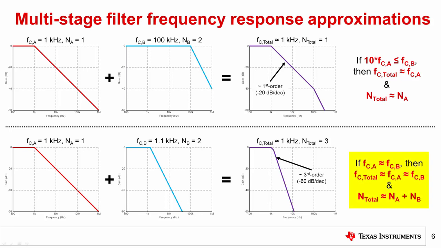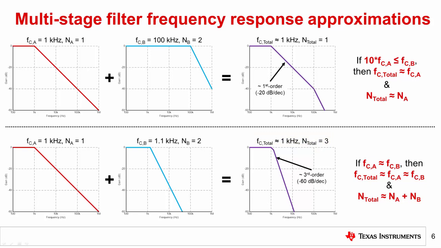Instead, you must add the frequency responses of all filters and use the resulting combined plot to apply to your noise source. This is shown in the bottom row of plots, where filter A has a cutoff of 1 kHz and NA equals 1, while filter B has a cutoff of 1.1 kHz and NB equals 2. The resulting plot has a cutoff frequency that is approximately equal to 1 kHz, with an effective filter roll-off of -60 dB per decade. This much steeper roll-off means that n total is equal to 3, or just the sum of both filter orders.